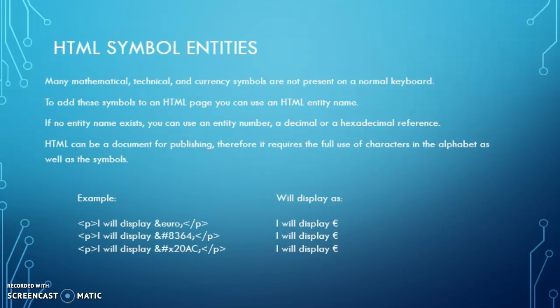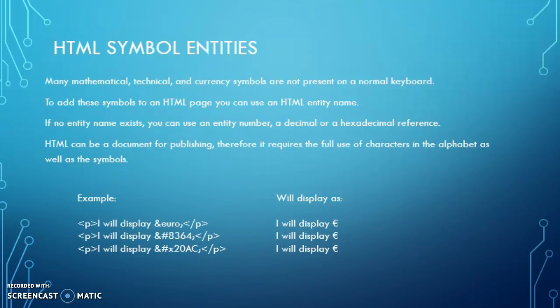HTML symbol entities. Many mathematical, technical, and currency symbols are not present on a normal keyboard. To add these symbols to an HTML page, you can use an HTML entity name. If no entity name exists, you can use an entity number, a decimal, or a hexadecimal reference. HTML can be a document for publishing, therefore it requires the full use of characters and the alphabet as well as the symbols. I've given you two examples below.